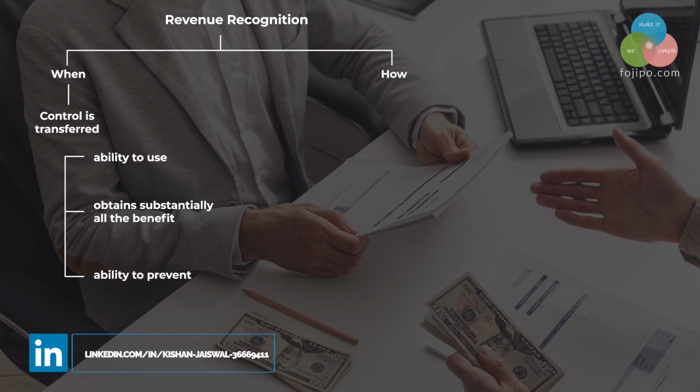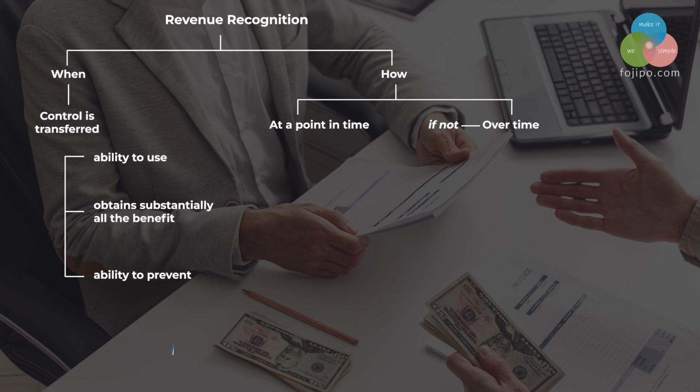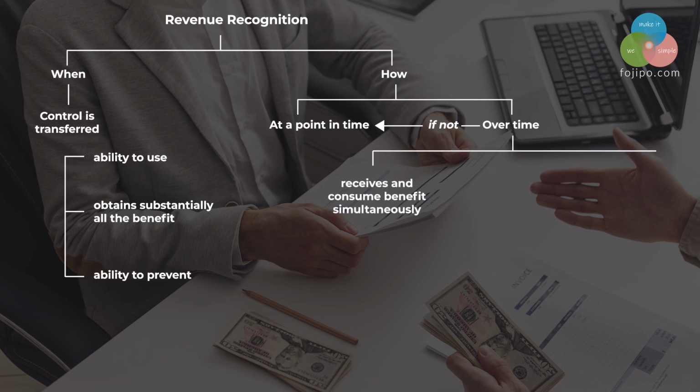Regarding how to recognize revenue, revenue is recognized either over time or at a point in time. If revenue is not recognized over time, then revenue is recognized at a point in time. Therefore, you need to first decide if revenue is to be recognized over time or not. And to determine if revenue is to be recognized over time, you need to evaluate three criteria. That is, the customer receives and consumes the benefit simultaneously, or the customer has control of the asset or work in progress, or you have got no alternative use of the asset plus you have got an enforceable right to payment.